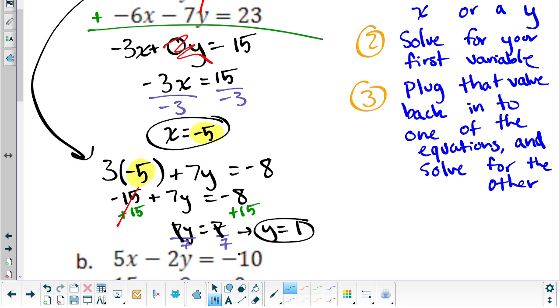And that's my answer. So really, my final answer and what I would put on the test, there's going to be a little box that says x equals, y equals, and you write it in. x equals negative 5, y equals 1.